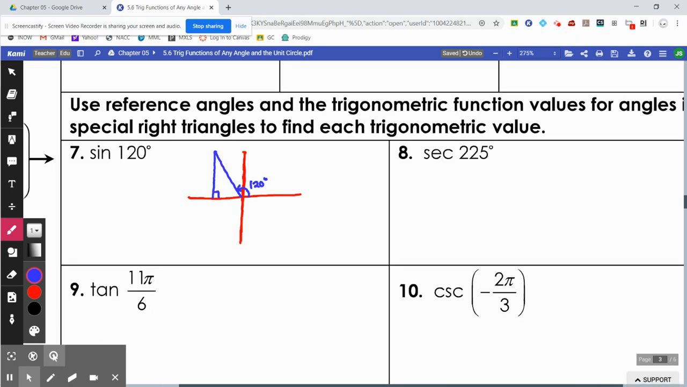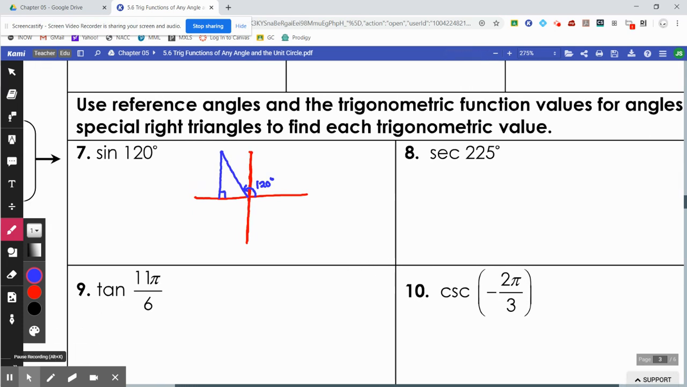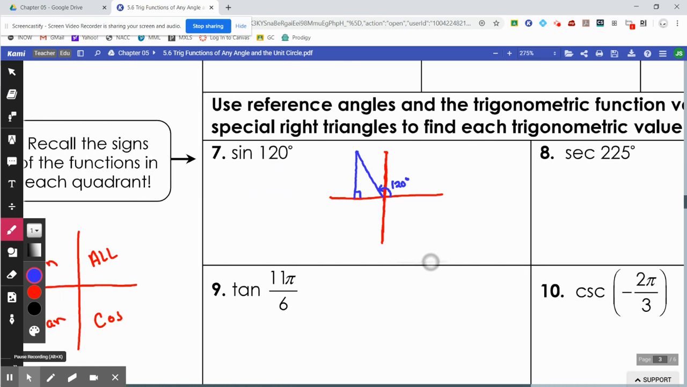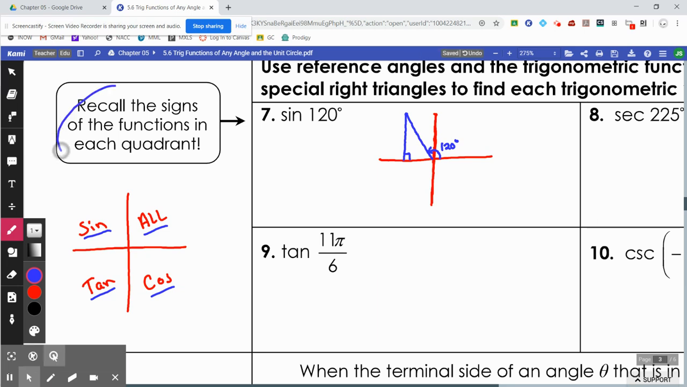Okay, for this next part, it says use reference angles and the trigonometric function values for angles in special right triangles to find each trigonometric value. This goes back to the chart we did, the sine of 30 is a half, sine of 45 is root 2 over 2, in our notes a few lessons back. We're going to use that along with All Students Take Calculus, where we know that everything's positive: sine's positive, tangent's positive, cosine's positive. It says recall the signs of the functions in each quadrant, which goes back to that.